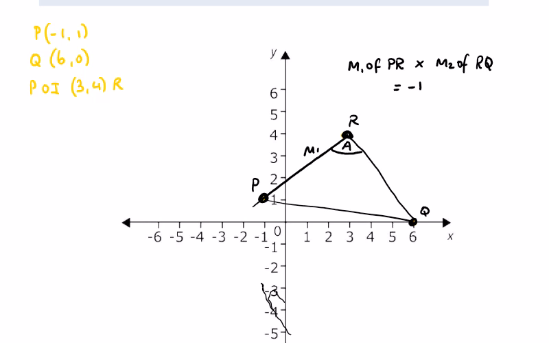So the slope of PR, minus 1, 1 and 3, 4. So we know it's positive slope. Positive, the change in y is 3, and the change in x is 4. So that's the slope m1 of PR, and m2 of RQ.